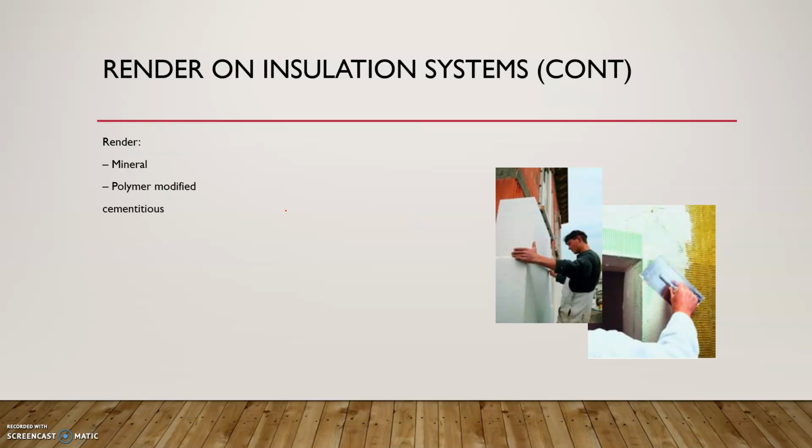There are two options with the renders. The first one could be mineral or polymer modified, or it could be cementitious like this one. Normally you need reinforcement, which could be metal lath or glass fibers, and any decorative type finish.